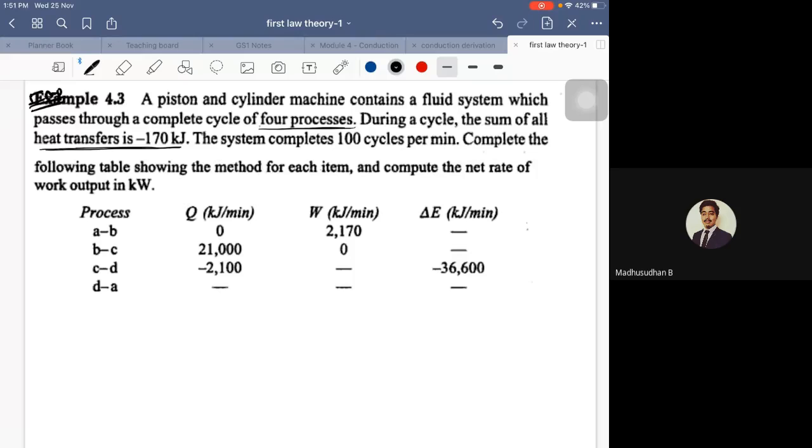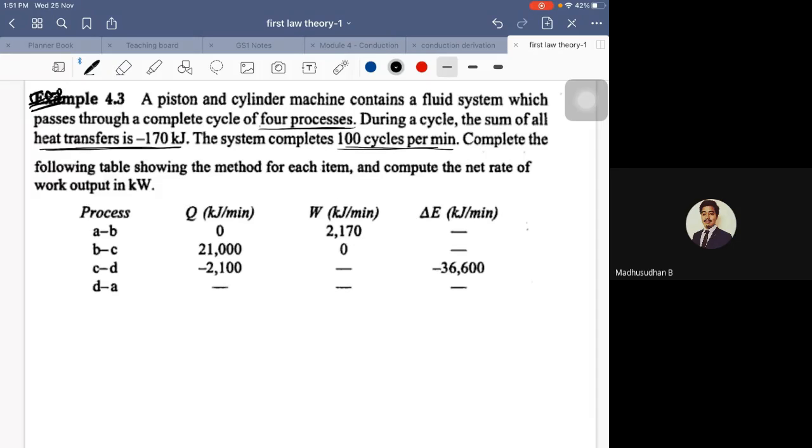Okay. That means what he has given? He has given the total heat output from the system. The system completes 100 cycles per minute. That means 100 cycles per minute the system is completing its cycles. Complete the following table. That's all he says.